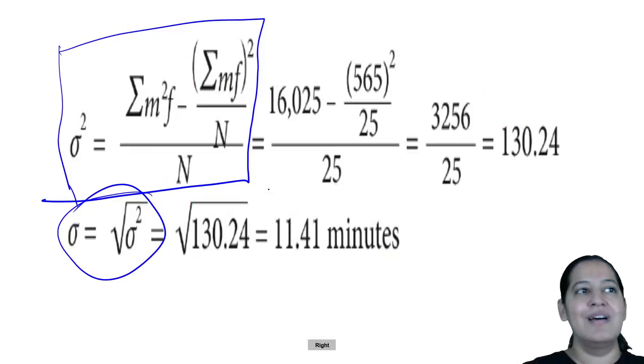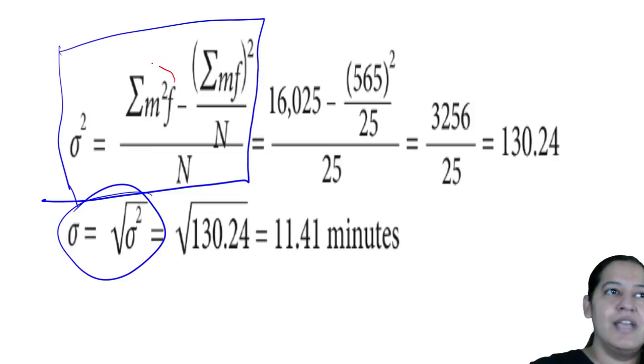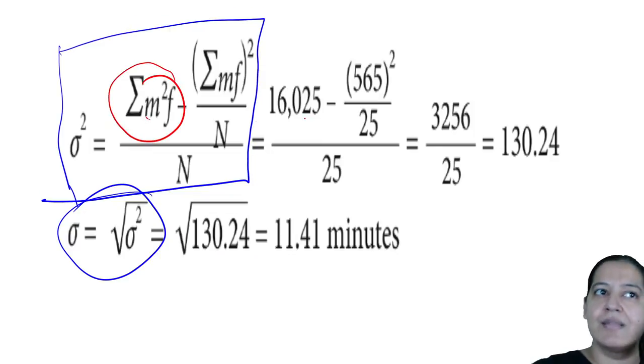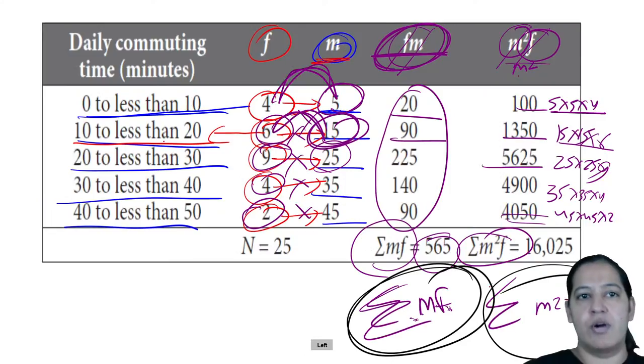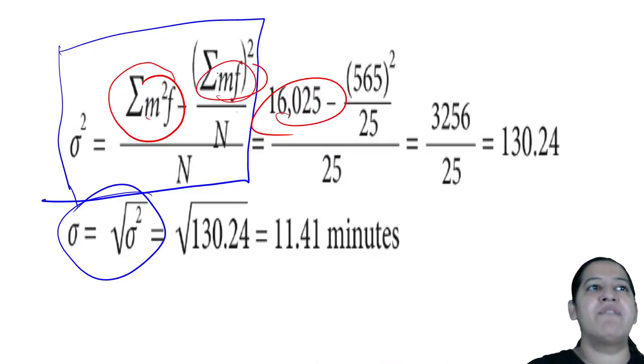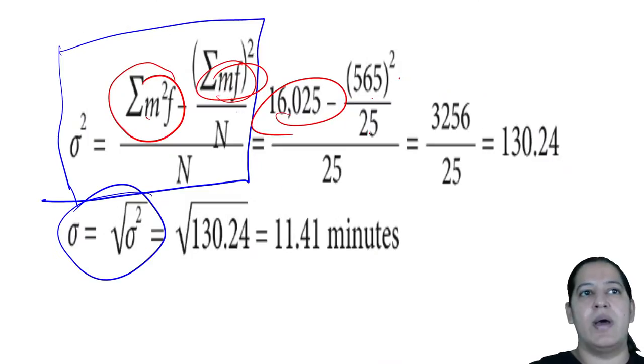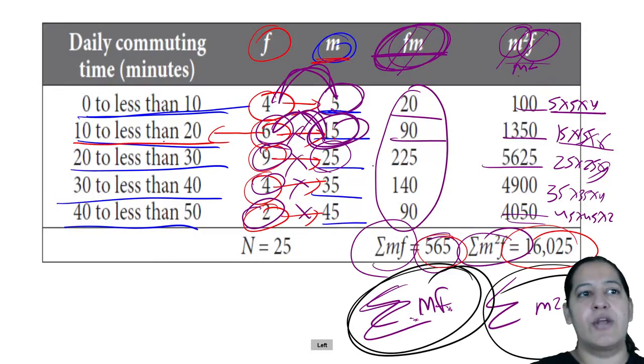Just apply the formula. In the formula, you can see there are two things. Very easy. Here, write the answer of the summation of m square f. What is the answer here? It is 16,025. Done. And here write the answer of the summation of mf. That is 565. 565 squared upon n, which is 25. That is n. N is your frequency. The sum total of the frequency is 25.